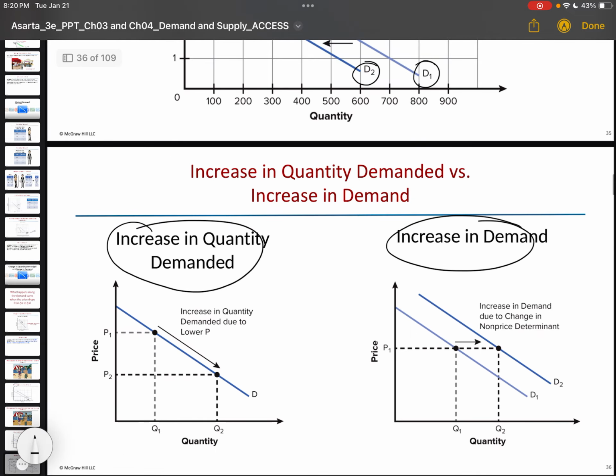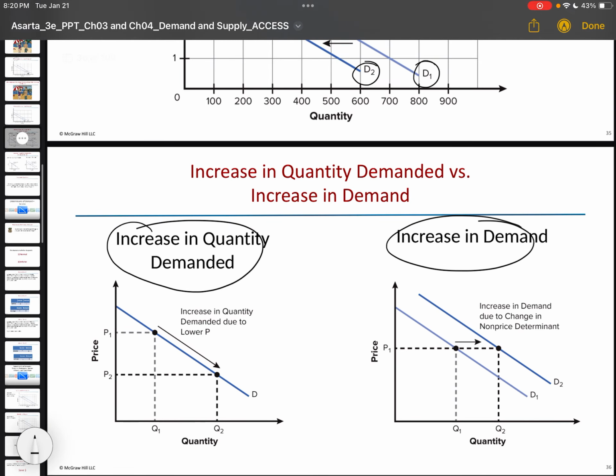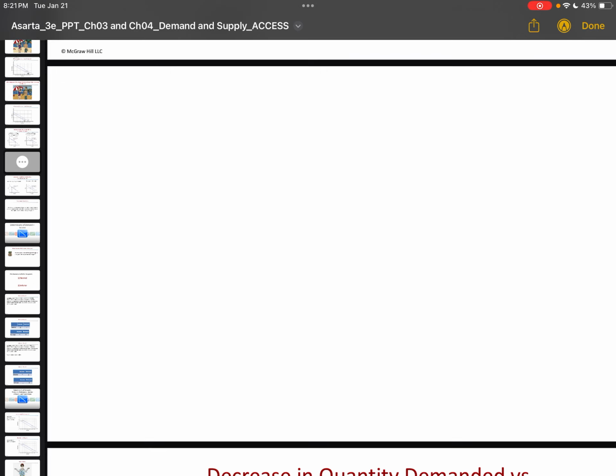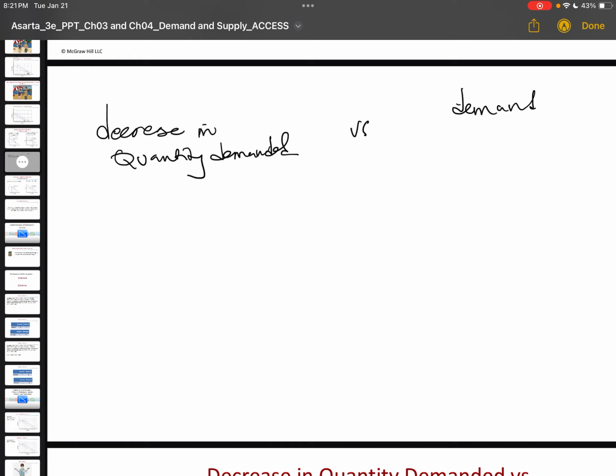Now, right here, let me insert a blank page, and how about we do it together, right? Let's do it together. Okay, so let's say decrease in quantity demanded. What should that look like versus a decrease in demand?